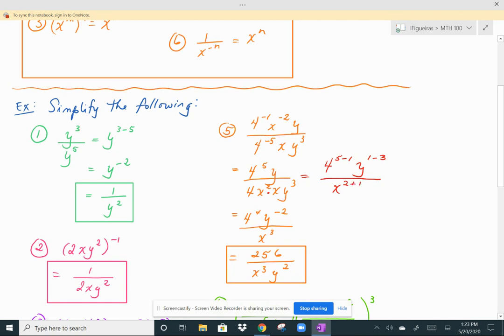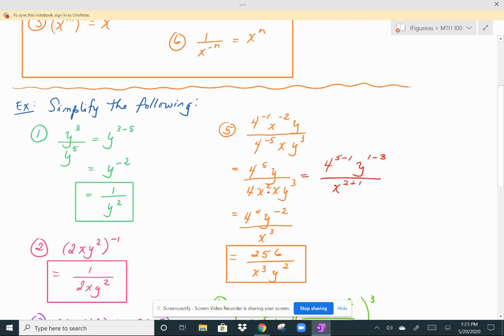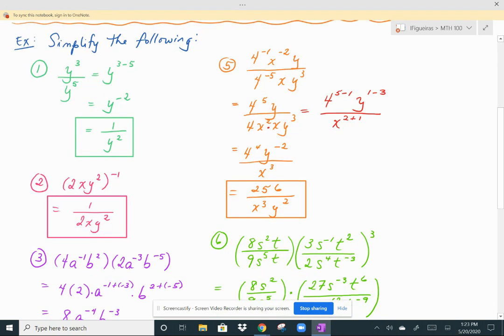Not subtract them because there's not one in the numerator and the denominator. And you get the result that you see right here. You get 4 to the fourth, y to the negative 2 over x to the third. Okay, so 4 to the fourth power, that's 4 times 4 times 4 times 4. That works out to be 256, which stays in the numerator.